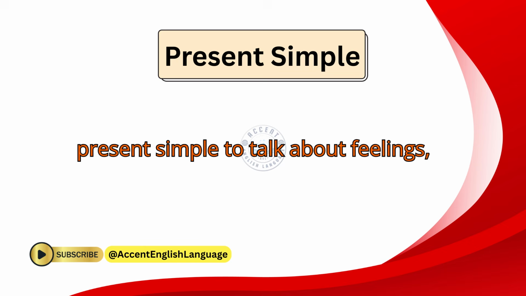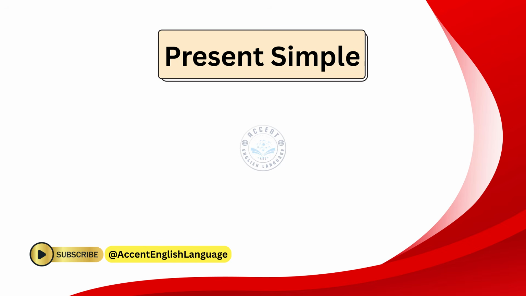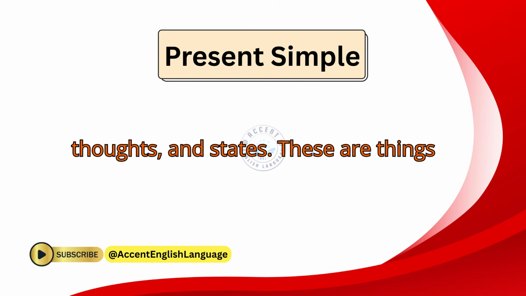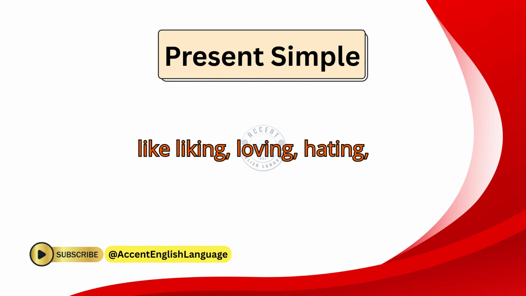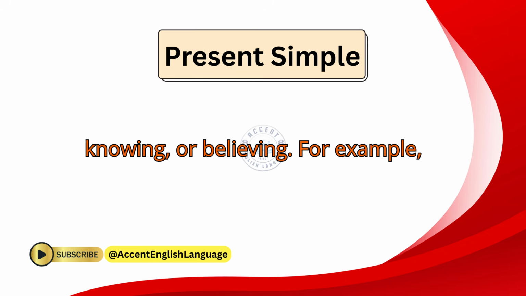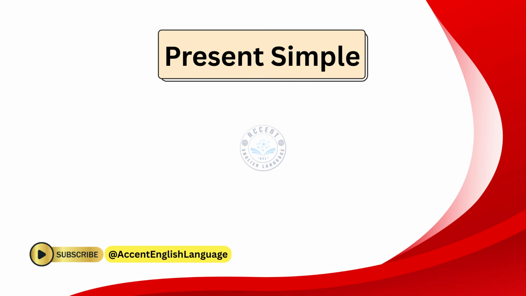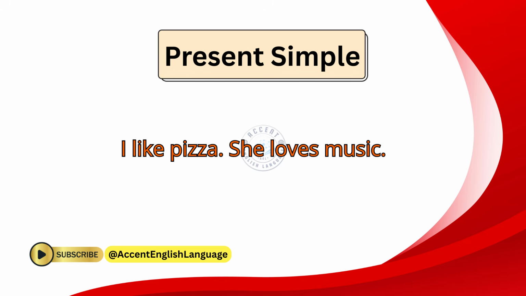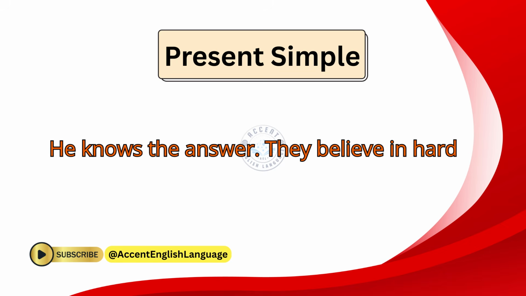Fourth, we use the present simple to talk about feelings, thoughts, and states. These are things like liking, loving, hating, knowing, or believing. For example, I like pizza. She loves music. He knows the answer. They believe in hard work.